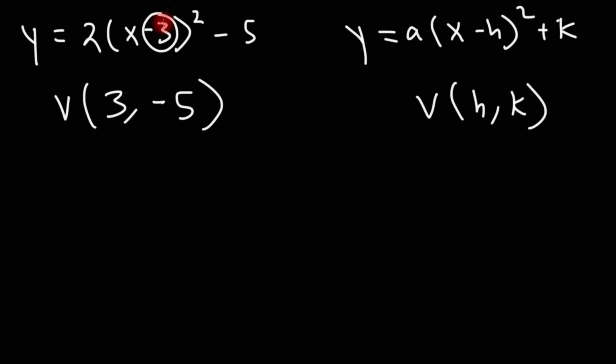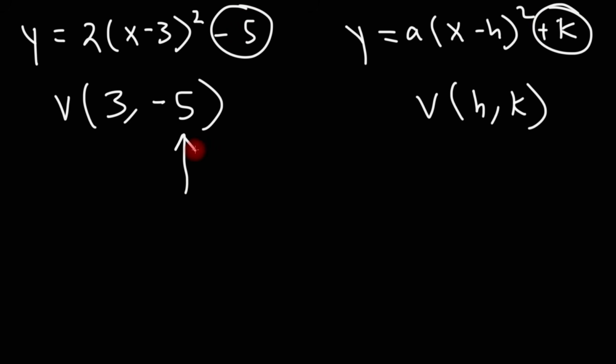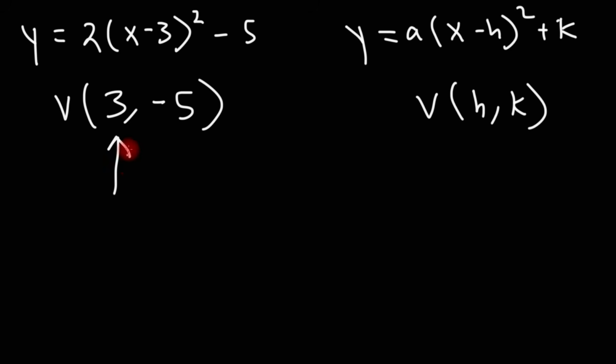If you set negative 3 equal to negative h, h will be positive 3. But if you set negative 5 equal to positive k, k will be negative 5. So now this is of the y equal x squared family. We know the parabola is going to open upward or downward. It's going to open upward since this is positive, which means the axis of symmetry is going to be associated with the x coordinate of the vertex. So our AOS is going to be x is equal to 3.